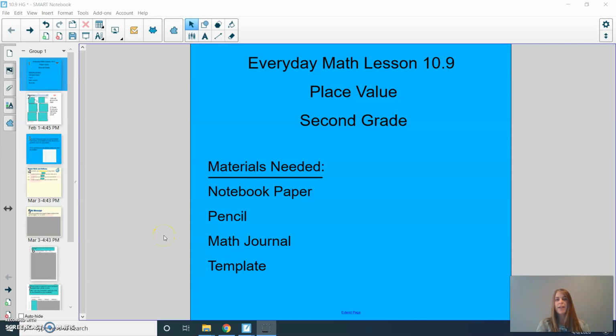Boys and girls, welcome to Everyday Math Lesson 10.9 on place value. The materials that you'll need: notebook paper, your pencil, math journal, and you might need your template for just a little bit. Let's get started.